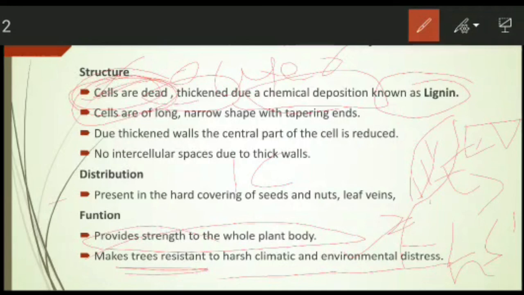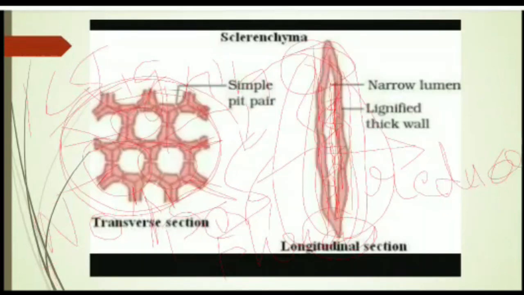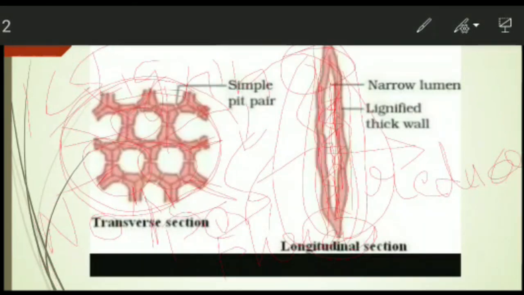And as I have already discussed about the function, they provide resistance and strength to the plant or tree body to withstand environmental distress. So students, that's all about the simple permanent tissues. Next we are going to start with the complex permanent tissue. Thank you.